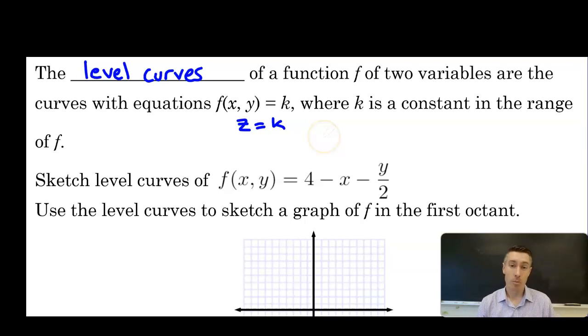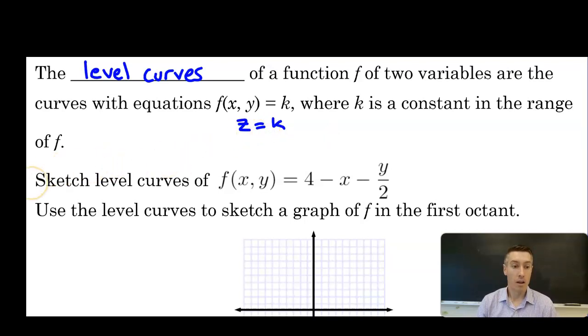Okay. Similar to traces, the difference, it's a subtle difference, but the difference is in a trace, we set the inputs constant. We said x equals 1, x equals 2, x equals 3, or y equals 1, y equals 2, y equals 3 to create our traces in the coordinate planes. Level curves, we're setting the output constant, and we're looking at what the curve looks like in the xy plane only.